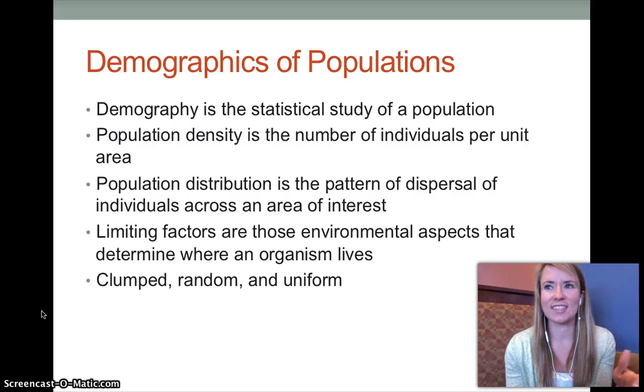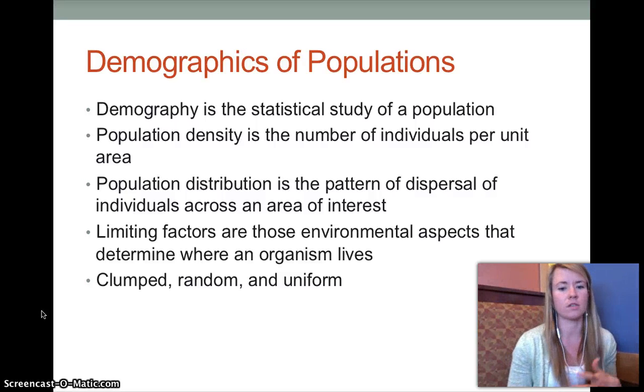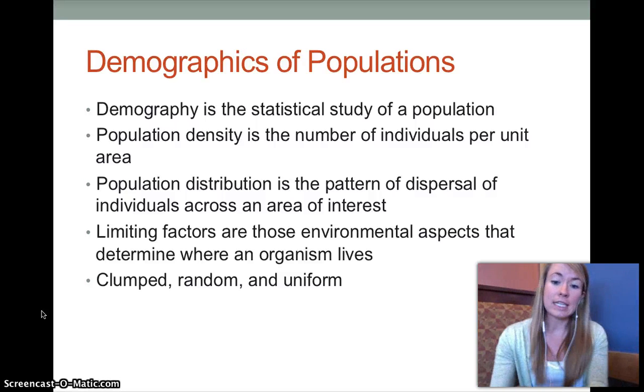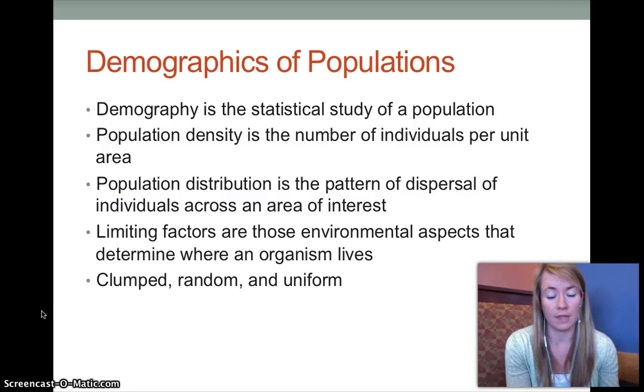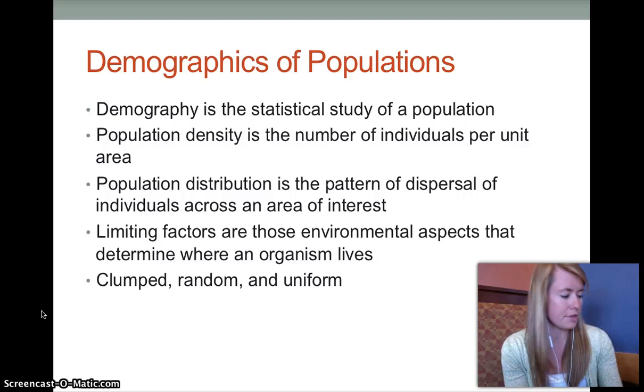So there's not going to be a lot of shrubs where there's not a lot of water, if they need water, right? So limiting factors are the ones that living things need and will determine if they can live there or not. And then we talk about 3 different descriptions of population distribution. There's a good figure in your textbook, but it wasn't online. There's clumped, random, and uniform. So if you look at the picture on page 840, you can see them.